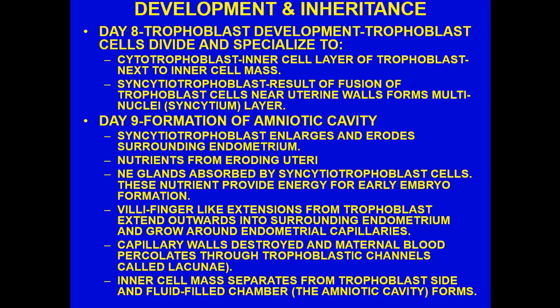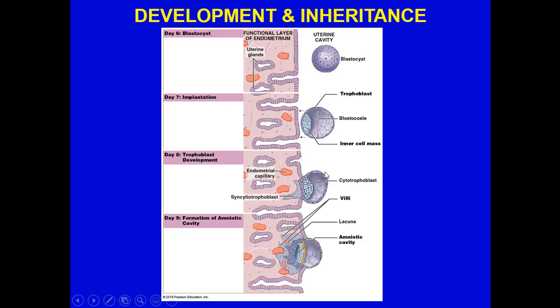Yes, this is moving closer and closer to the formation of a placenta, but we've got still a while to go. Now, the capillary walls are destroyed, and maternal blood percolates through the trophoblastic channels called lacunae. The inner cell mass separates from the trophoblast side, and a fluid-filled chamber, the amniotic cavity, is forming. Here you see the blastocyst. Here you see the uterine glands. Okay, and these are presumed to be blood vessels, endometrial capillaries, actually.